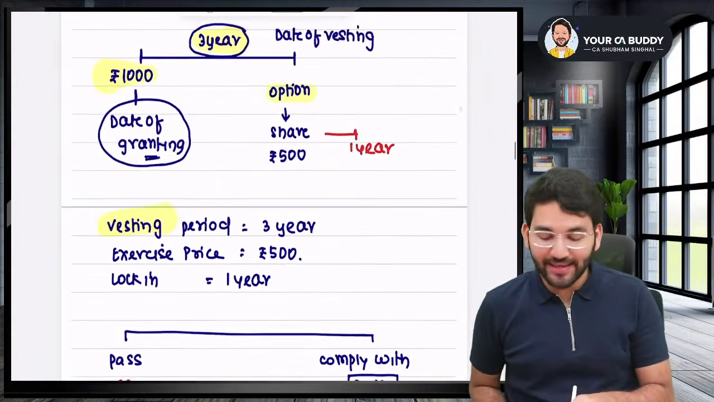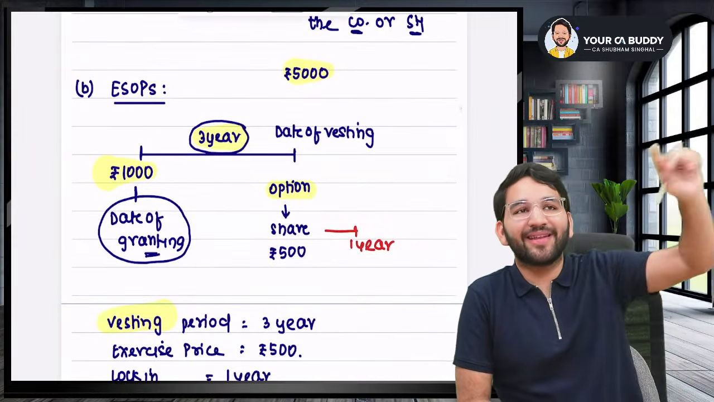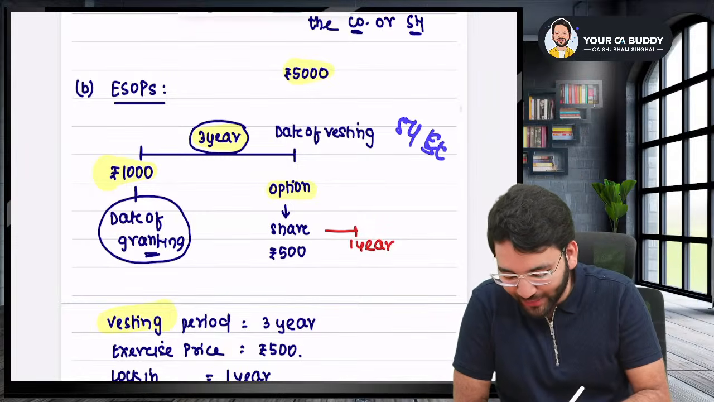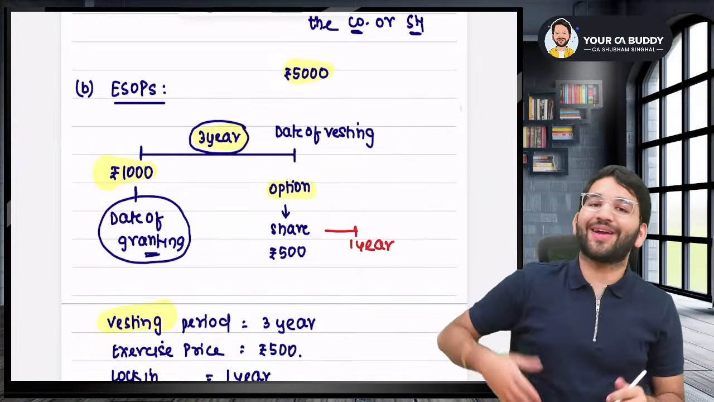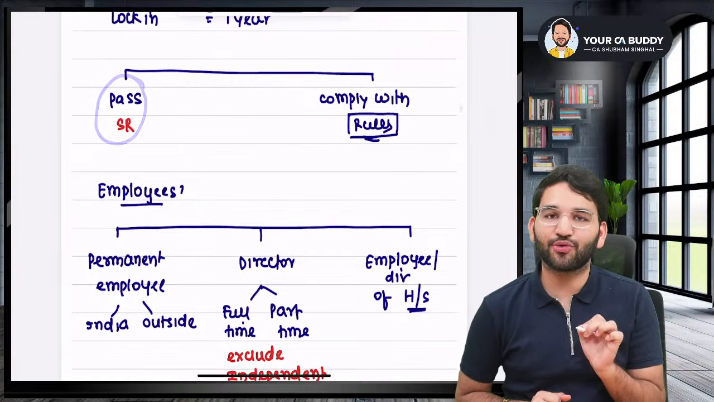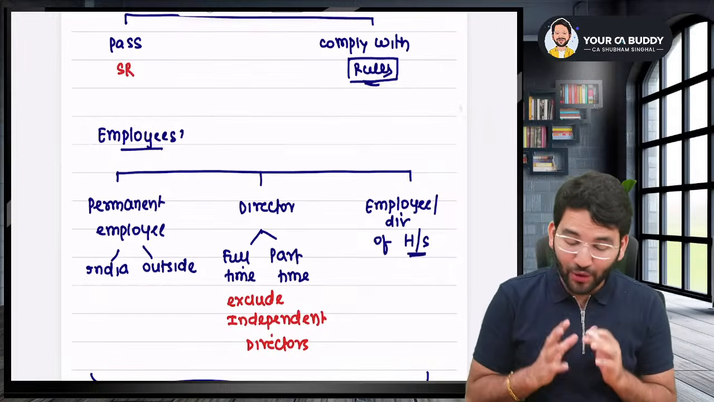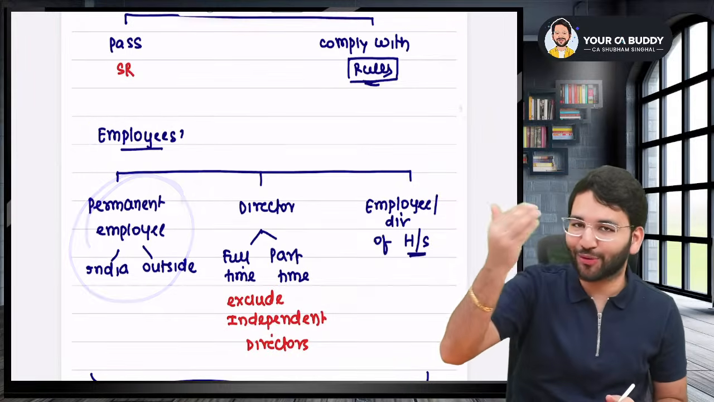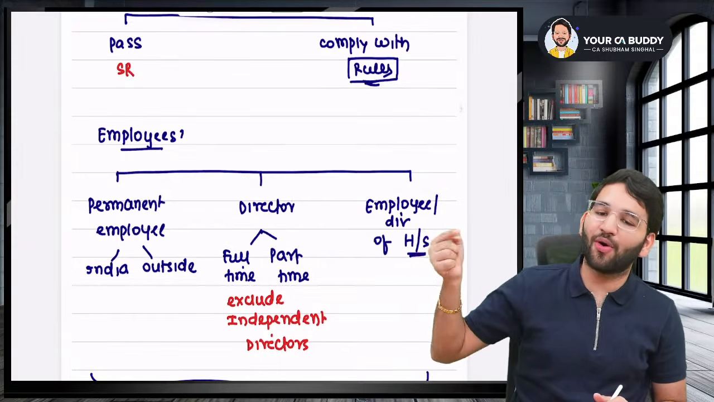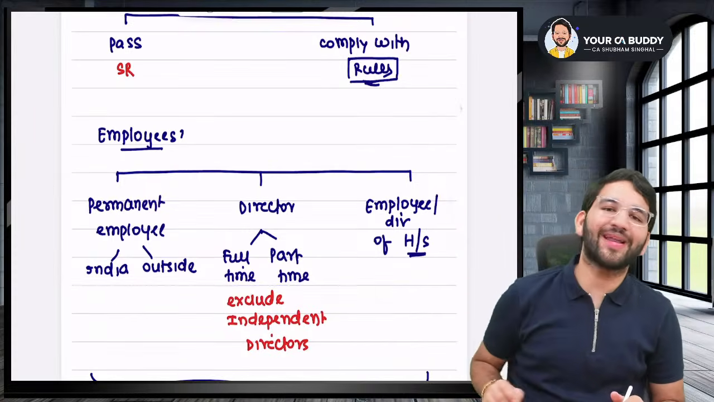But sir, first understand ESOPs are given to employees. Now, who are employees of the company, sir? Sir, you had already studied the definition of employees in the last lecture, wherein we discussed section number 54, which was sweat equity shares. So in section 54 on sweat equity shares, you discussed the provision of ESOPs. Now listen to me very carefully. Sir, you will have to pass a special resolution. Employees means permanent employees of the company in India or outside India, directors of the company, whether full-time or part-time, or any other employee or director of the holding company or subsidiary company. Sir, this is the same definition that we studied in the sweat equity share also.